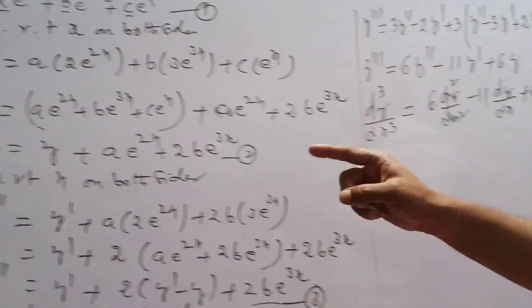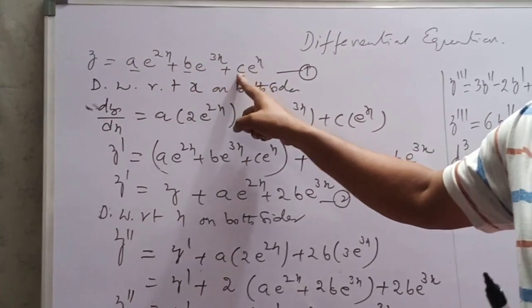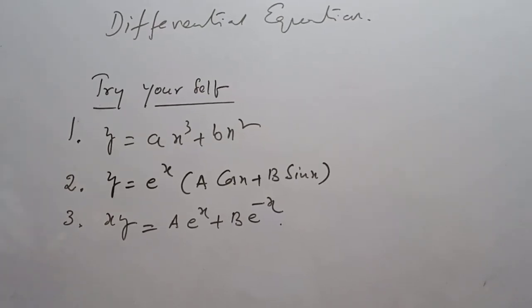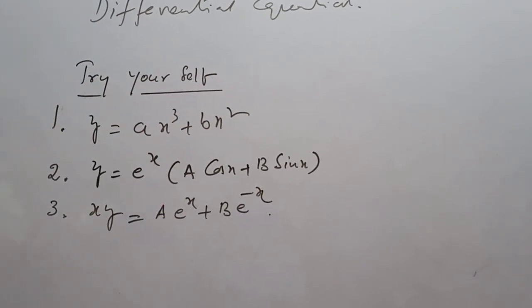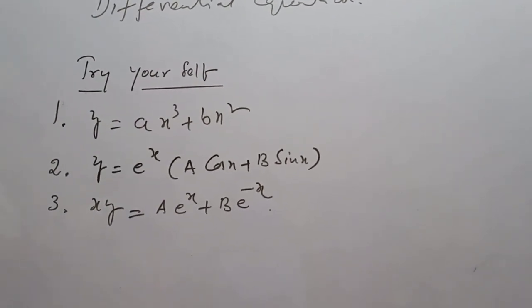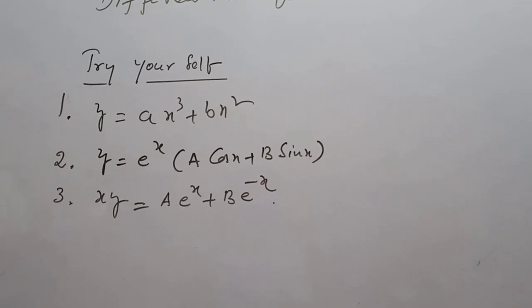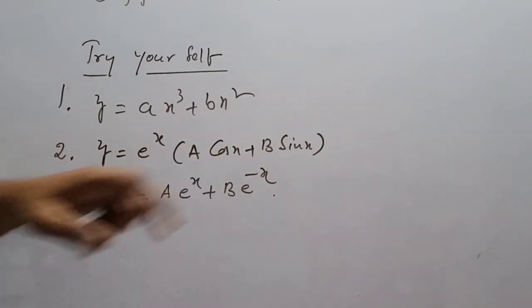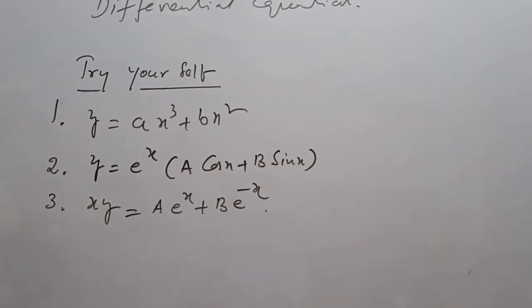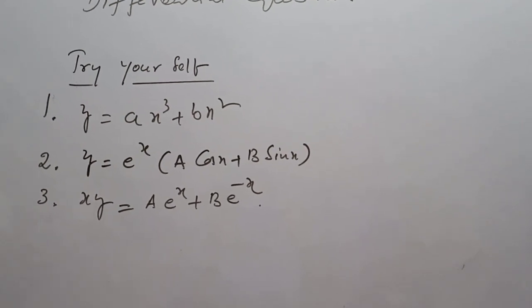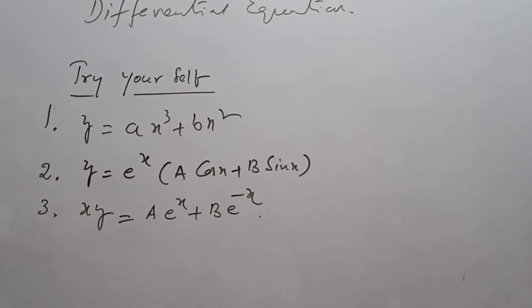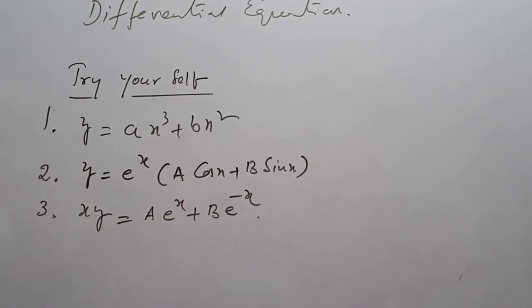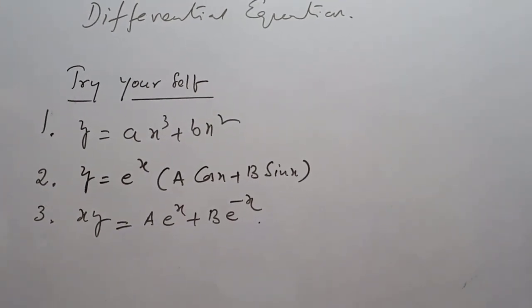So by eliminating a, b, c, now try these yourself. y equals a x^3 plus b x^2, where a and b are arbitrary constants. Second one, y equals e^x (A cos x plus B sin x), where A and B are arbitrary constants. And the third one, xy equals A e^x plus B e^(-x), where A and B are arbitrary constants. Try these at home.